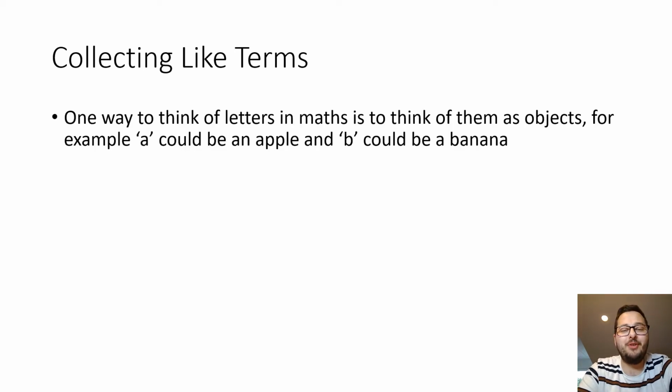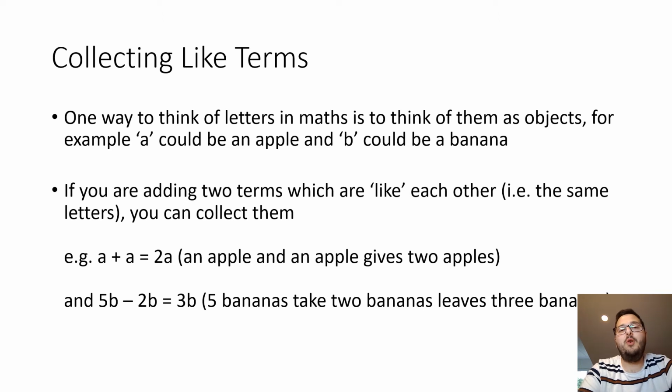So this might be the first step into algebra in terms of maths that you might be looking at. And one way to think about letters in maths is to think of them as an object. It really helps me to think of them as something that starts with the same letter. So for example, A, I might think of it as an apple, or B, I might think of it as a banana, something like that. And what you can do, if you're adding two terms together that are like each other, so involve the same letters, you can bring them together.